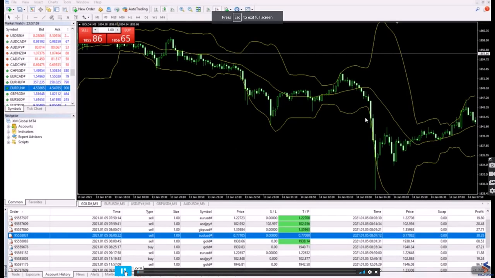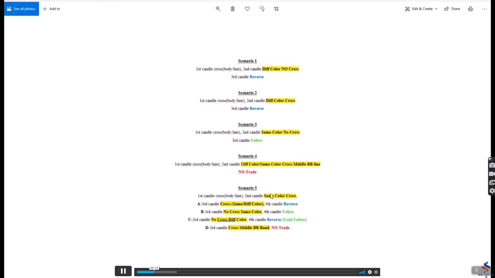Alright, let's go into the most complicated part of the whole lecture, which is scenario 5. Okay, in scenario 5, I am going to split it into 4 parts. Part A, Part B, Part C, Part D. Because there are different scenarios for A, B, C, and D. So we'll focus on the first one, A.